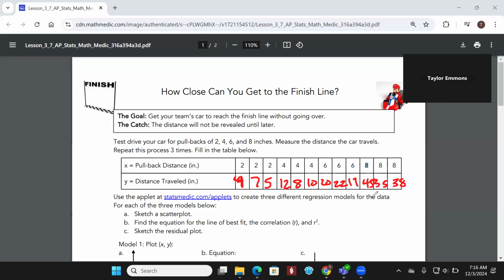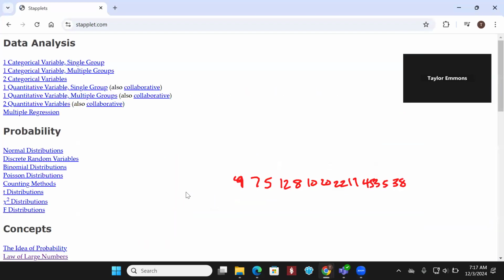So again, hypothetically speaking, you run this scenario for all these different inches. So that's where we're getting all these numbers. You would have simulated this. Now we are going to sketch a scatter plot. We're going to find the equation for the line of best fit. So we're going to go into our applets. And I'm going to show you how to do this a little bit later on your graphing calculator.